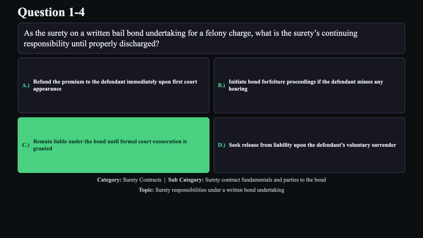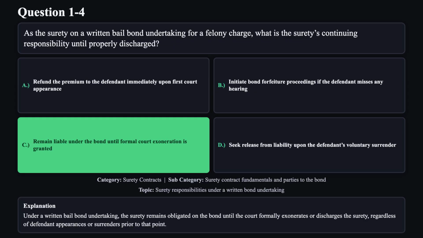The correct answer is C. Under a written bail bond undertaking, the surety remains obligated on the bond until the court formally exonerates or discharges the surety, regardless of defendant appearances or surrenders prior to that point.